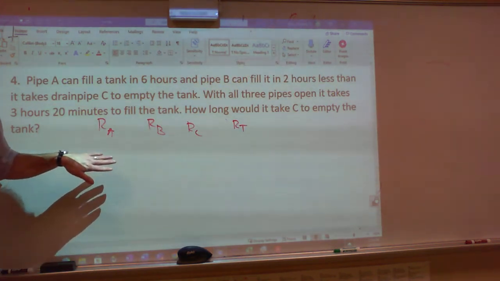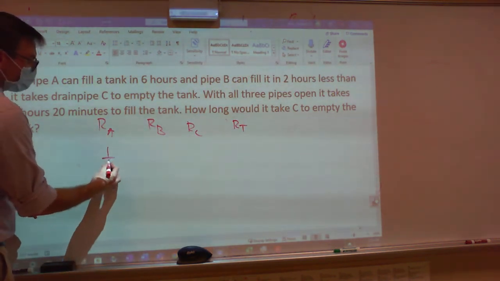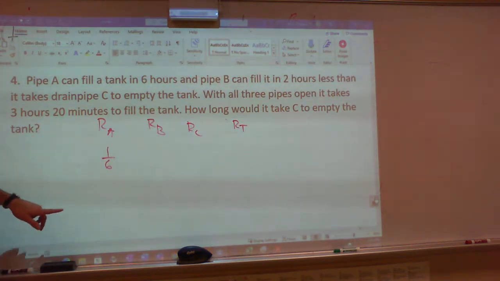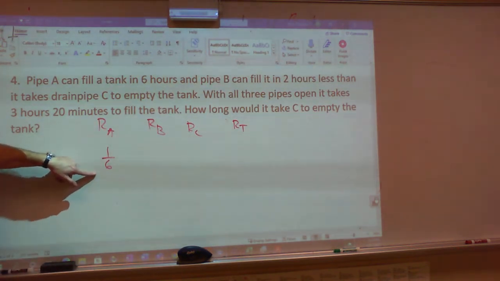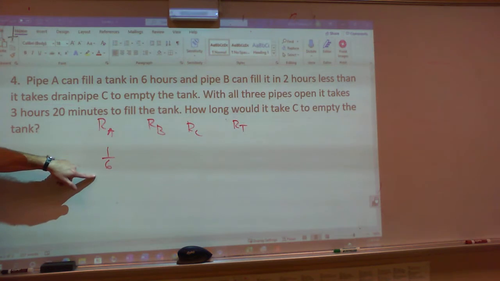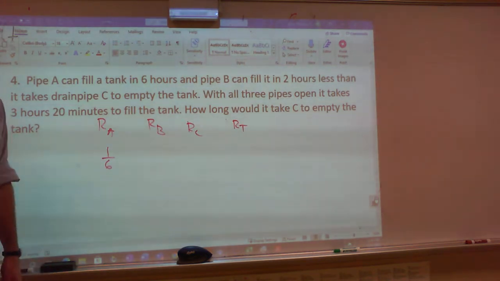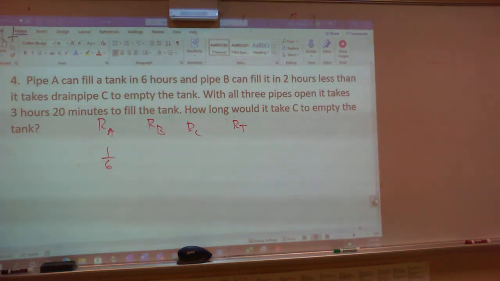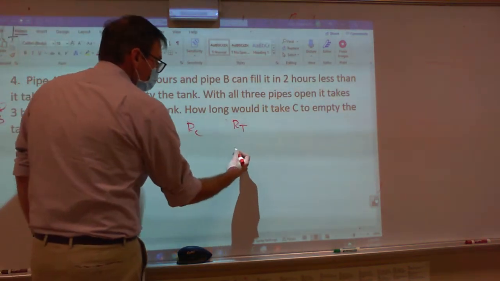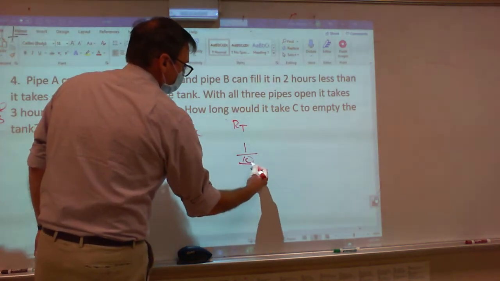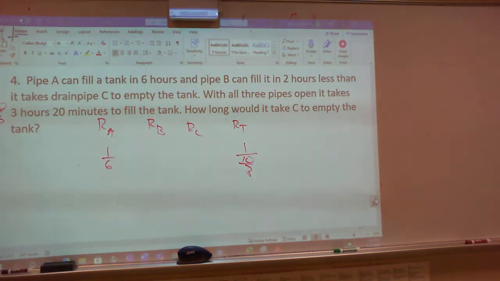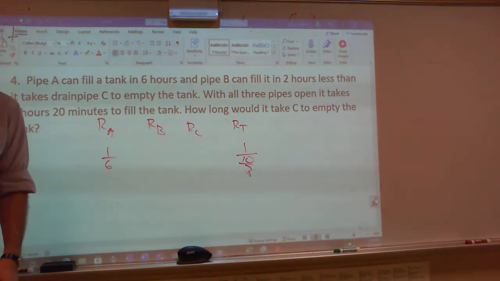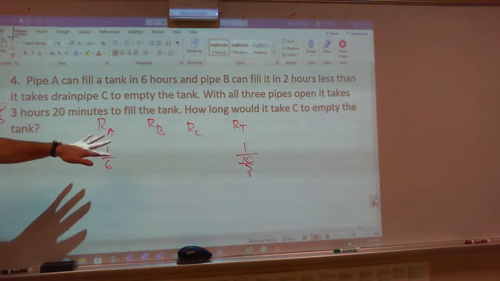Everybody okay with that part? So this has got to be 1 over 6 because what goes here is what it did divided by how long it took to do it. What else do we know? The total. Remember we had this as 10/3, right? And so we know this is going to be 1 over 10/3, right? Are we okay with that?